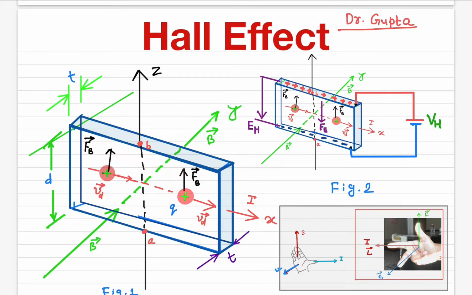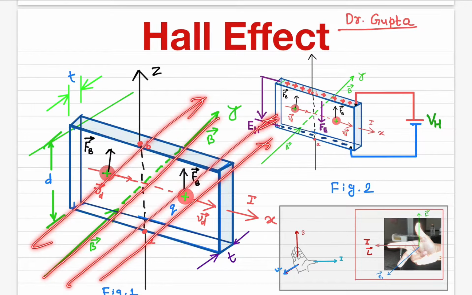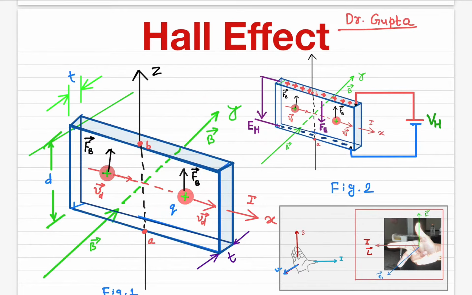All right. Now, what happens if we apply a magnetic field? Now I'm going to turn on the magnetic field, applying it along the y direction. So this is the direction of the magnetic field, along the y direction. As soon as we apply the magnetic field, all the moving charges will experience a magnetic force acting on them.